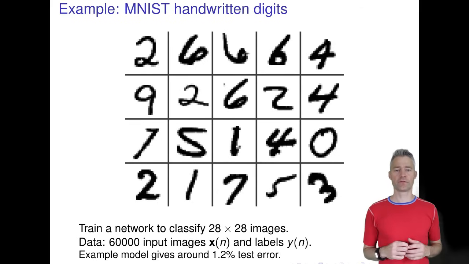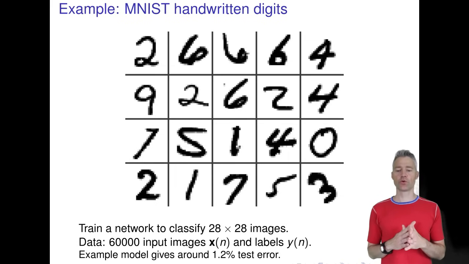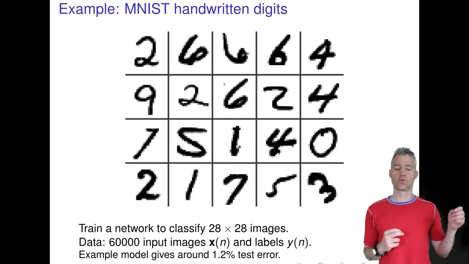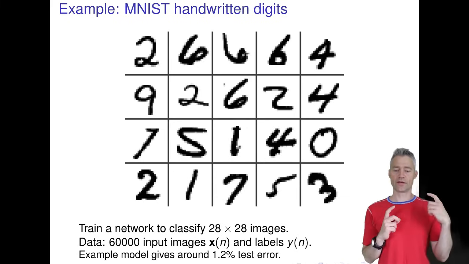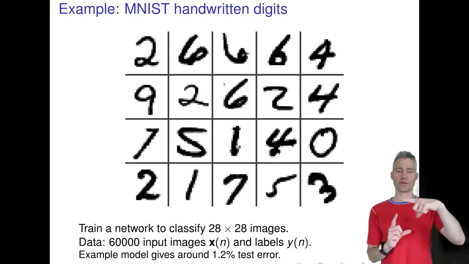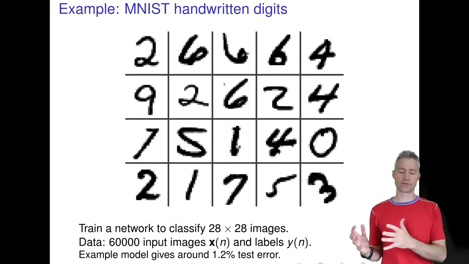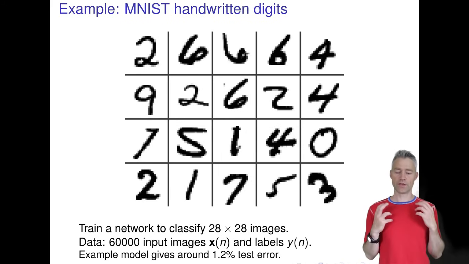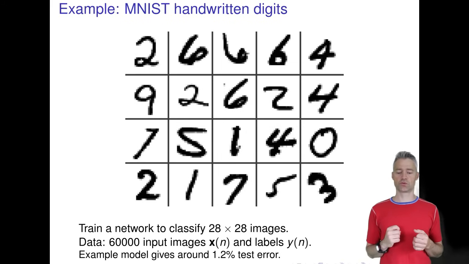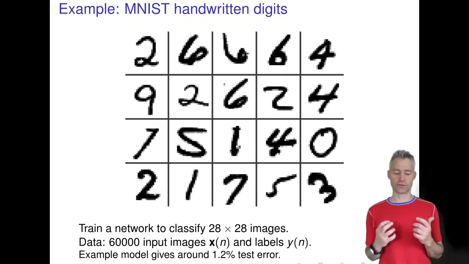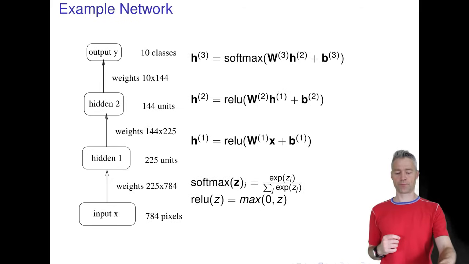So here's a small example of how we can use neural networks. This is the famous MNIST handwritten digit example. We have handwritten digits from 0 to 9, and we want to classify whether it's 0, 1, and so on up to 9. We get as an input these small 28 by 28 images. And we have 60,000 of those, so we have 6,000 for each type of digit, and we will then train a deep learning model to do this. And the model that I will walk you through in the next slides achieves an error of 1.2%, which is pretty good for this kind of task.